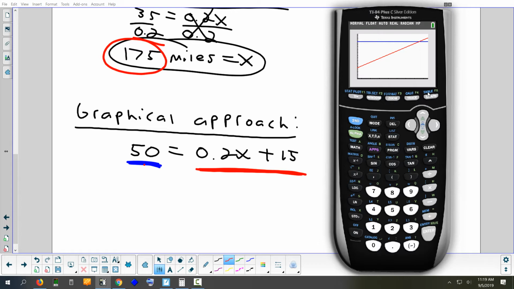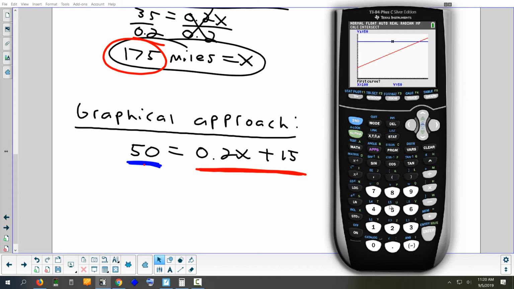Okay, now we're ready to find the intersection. So to find the intersection, you want to press second and then calc, and you'll see this menu. Now, anybody have a guess which option we're going to use? 5. Yep, I'm going to use option 5. Okay, that's intersect.